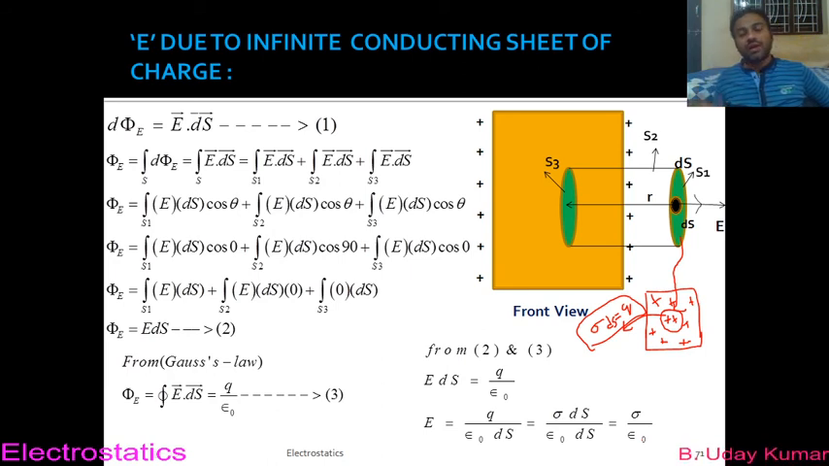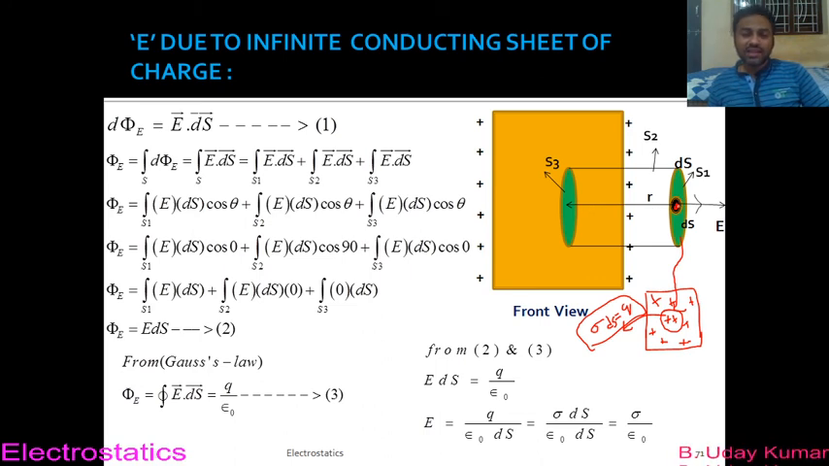One, they may ask to derive an expression for E due to an infinite conducting sheet of charge, that is the first one, and in another way they may ask you to find the electric field intensity at a point just outside the conductor. So just outside the conductor means this point P becomes just outside the conductor.